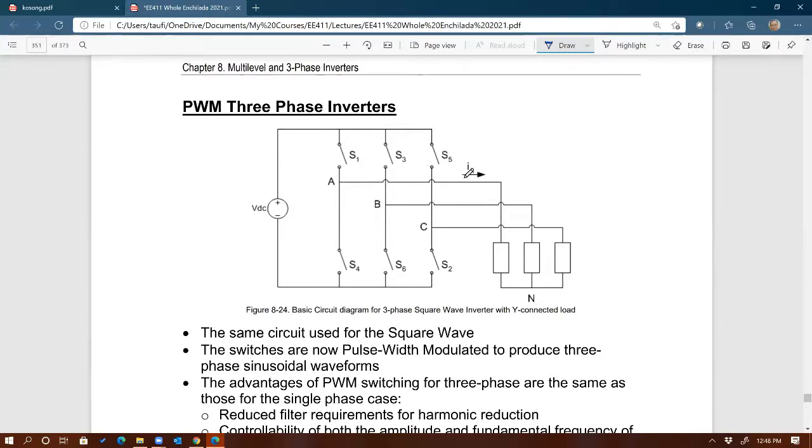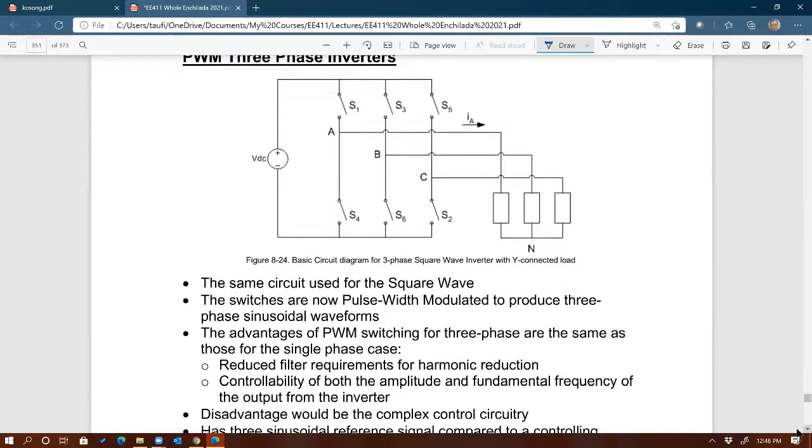Instead of using 50% duty cycle, right? Now you can use different ways of turning on and off those signals, right? Using what we call PWM controls. And by doing so, you're going to get different shape of the output. Okay. And how do we do that?